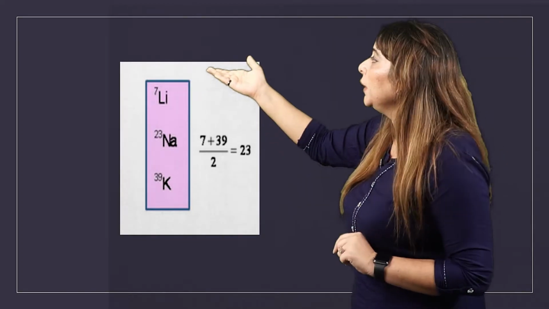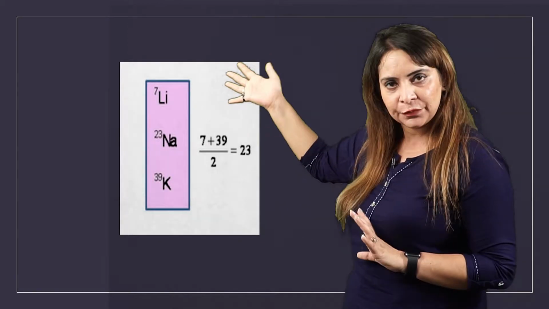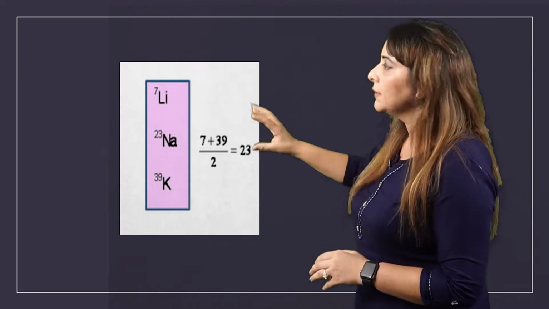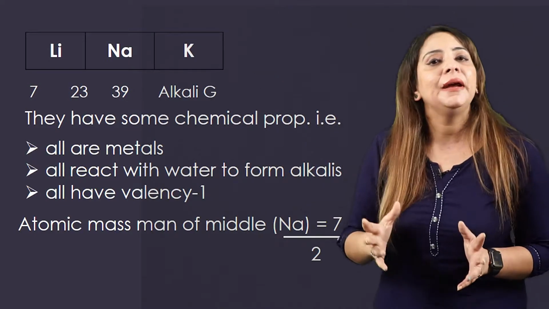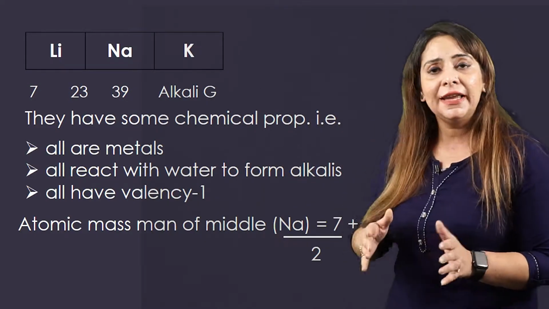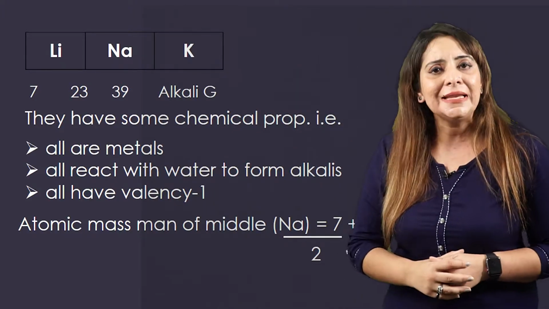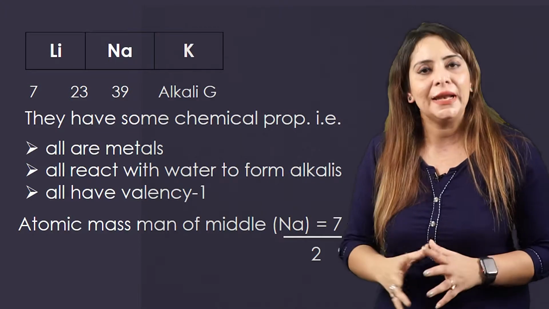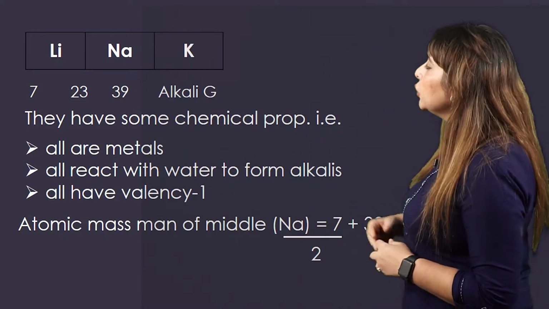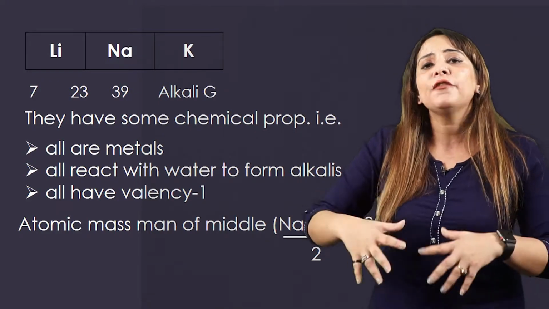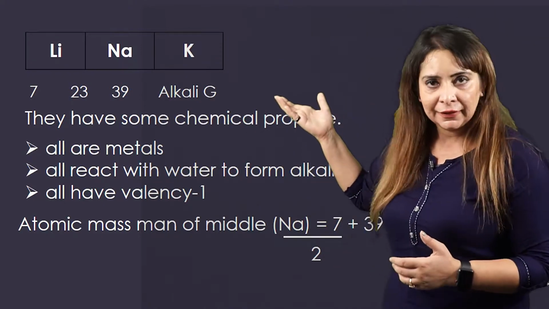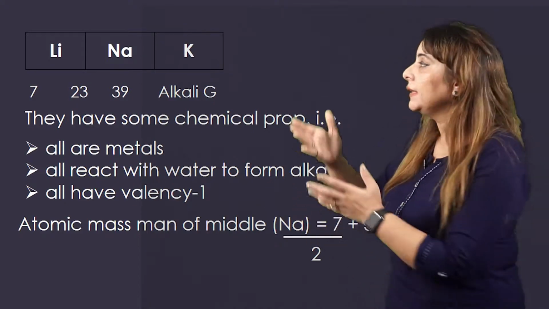So with increasing atomic masses, the middle element has an atomic mass equal to the arithmetic mean of the first and third. And he could also make out that they possess similar properties. All of them in a group are typical metals. Their valency is +1. And when they are added to water, they form their respective hydroxides. They have many more properties in common, so he could classify them and make the triad like this.